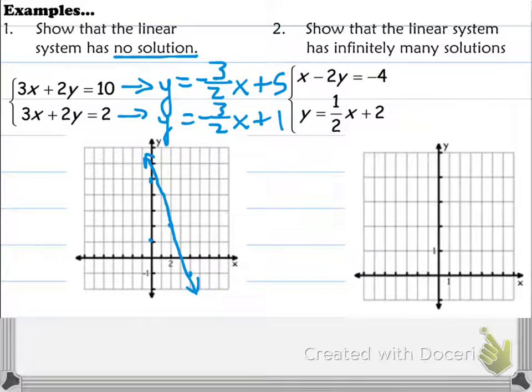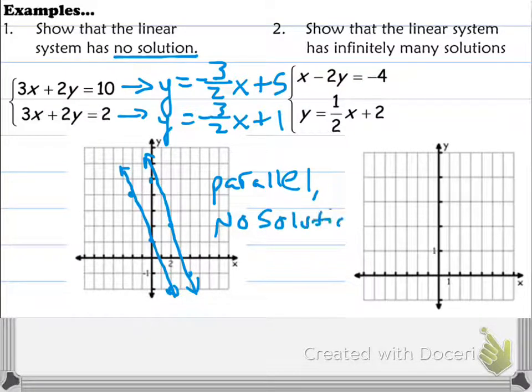But when I do that, you may notice that these two lines have the same rate of change. So if they have the same rate of change, they're never going to get closer or further apart from one another. So these two lines will never cross. These two are parallel, which tells me that they will never intersect, thus they have no solution to the system. There's no point that exists on both of those lines simultaneously.